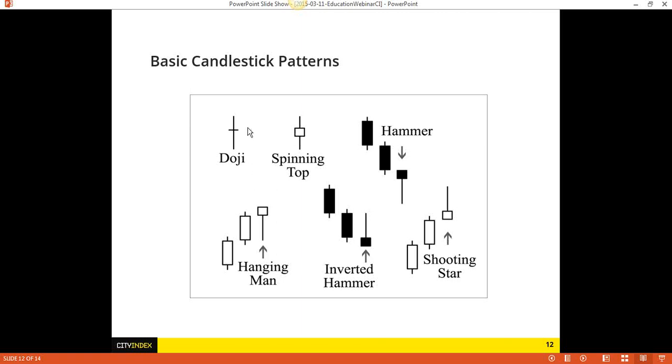Now, a spinning top is very similar to a doji, okay, but it just opens and closes at a slightly different price than where it opened, okay.